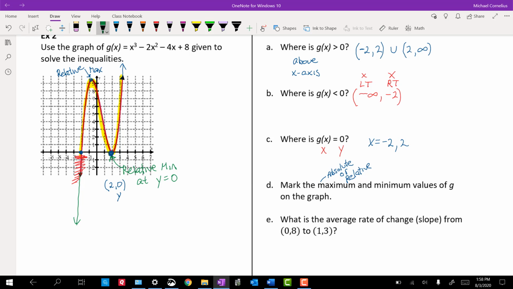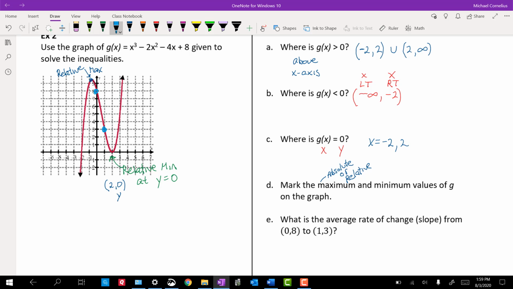Okay. And then part E says, what is the average rate of change? Okay, so there's average rate of change again, slope from 0.8 to 1.3. Okay, so I'm going to have to do some erasing here again to get this one done. So I'm going to get rid of some of this stuff in here. Okay, so I'm going to mark these points here. We'll do these in blue. There's 0.8, and there is 1.3.